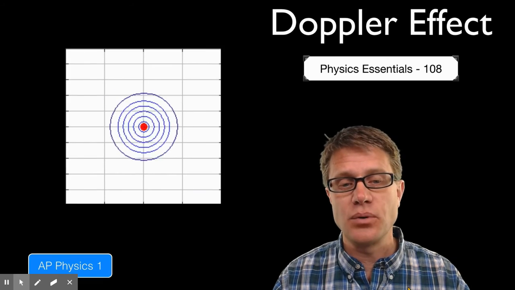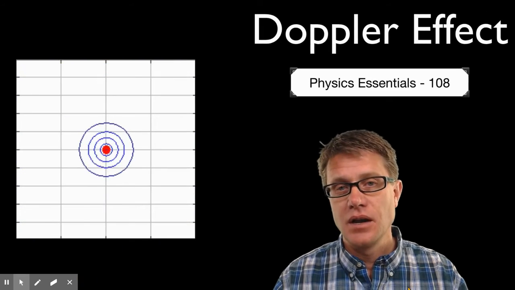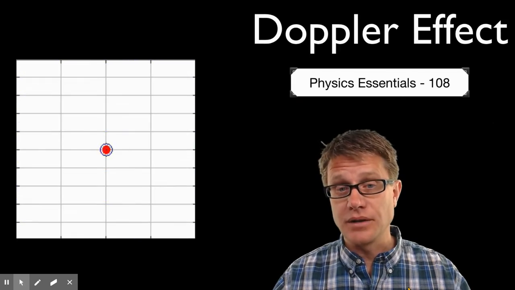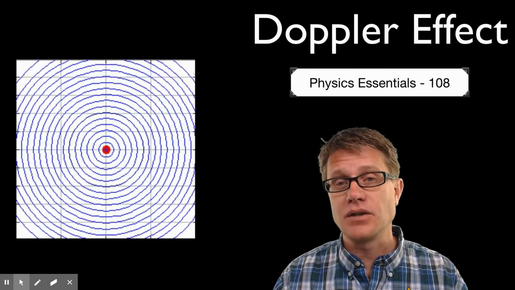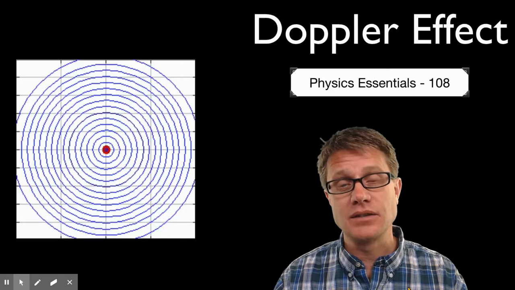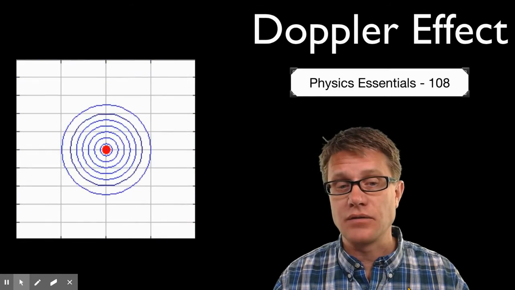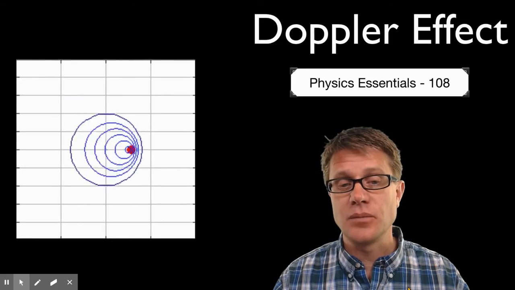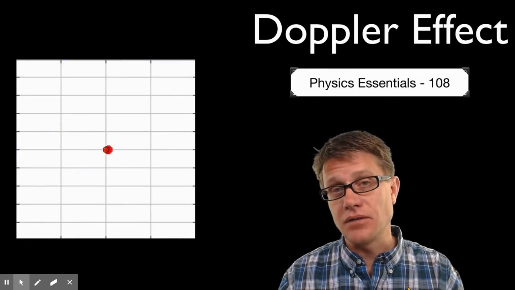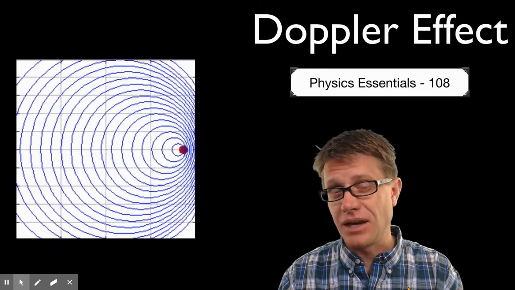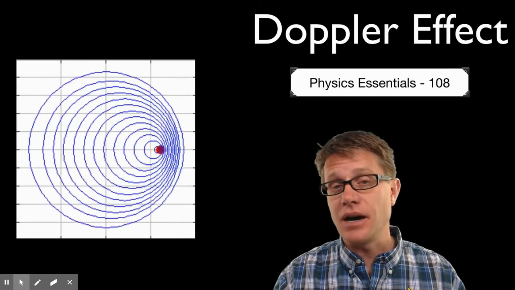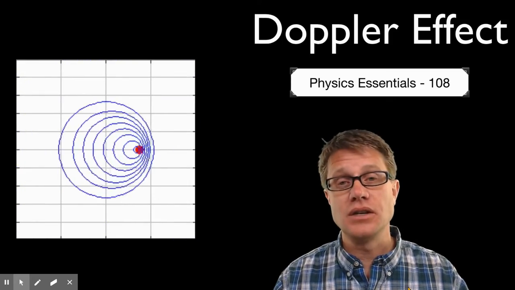So let's say this point here is generating sound waves. They're moving away from that point, and so if you were to listen to them, those sound waves would be hitting you at the same rate, and so it would be a constant pitch. But watch what happens if we move that object from left to right. As it moves from left to right, you can see that the waves in front of it are bunching up. What would that sound like? An increase in pitch. And then behind it, they're actually spreading out. We'd hear a decrease in pitch.